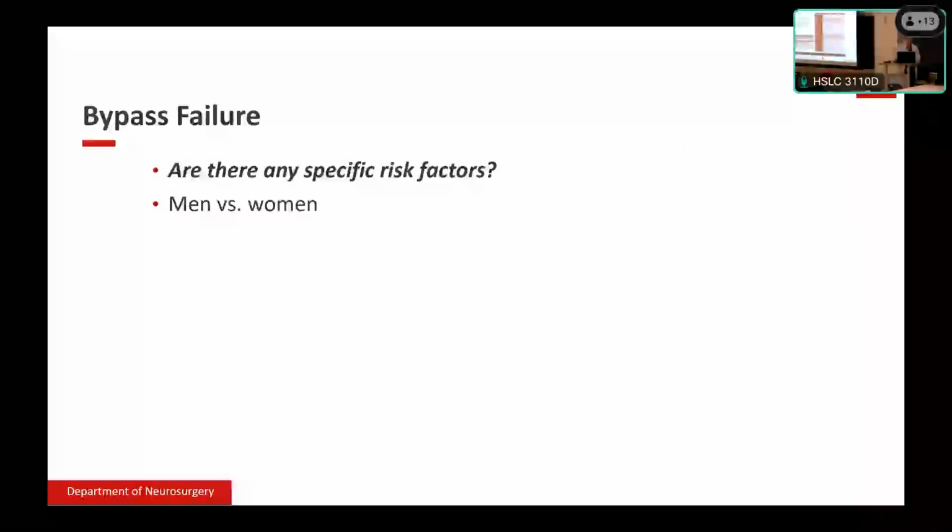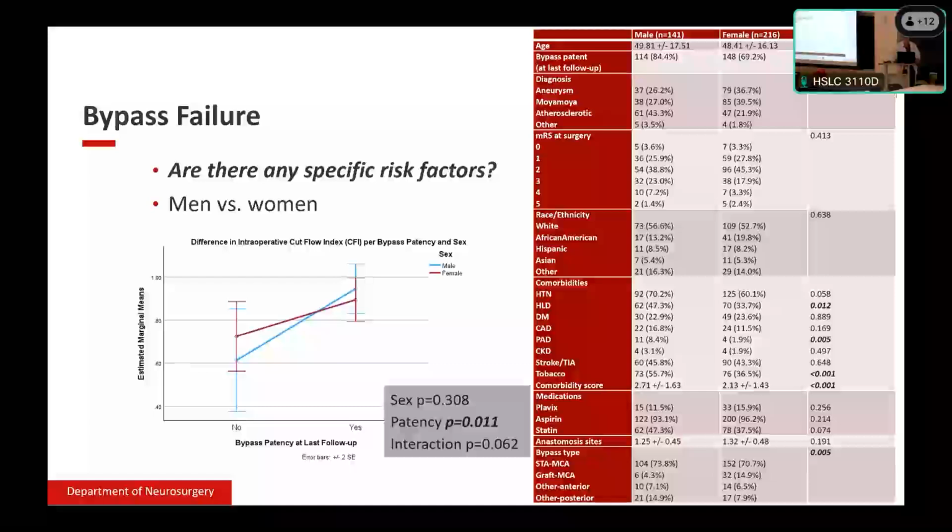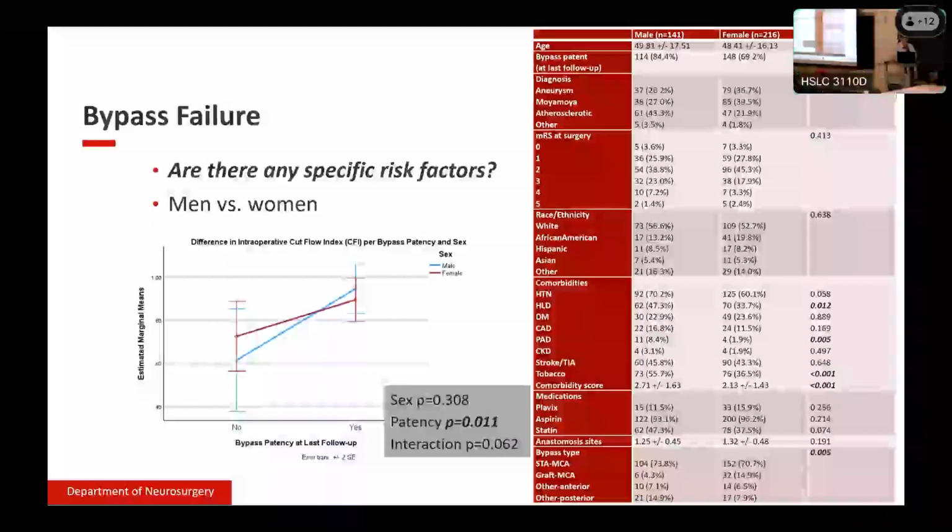So then I looked into that a little bit further to see, well, what are the differences between men and women? This actually has not been studied previously in cerebral bypass. It's studied in other diseases, other vascular diseases, including CABG, including CEA. And there is a very clear direction in the literature for those diseases that women actually have worse outcomes compared to men in both of those. So what I looked at here was men versus women.